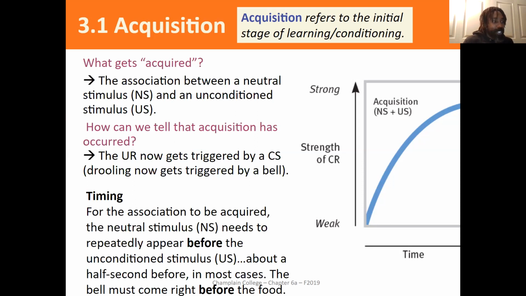Continue along. Timing. For the association to be acquired, the neutral stimulus needs to repeatedly appear before the unconditioned stimulus, about a half second before in most cases. The bell must come right before the food.